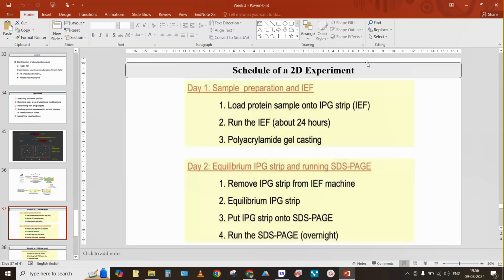Then on day two, we equilibrate the IPG strip and run SDS-PAGE. On this day we remove the IPG strip from the machine and equilibrate it. Following the equilibration, we place the IPG strip onto the SDS-PAGE, and we can run the SDS-PAGE overnight.